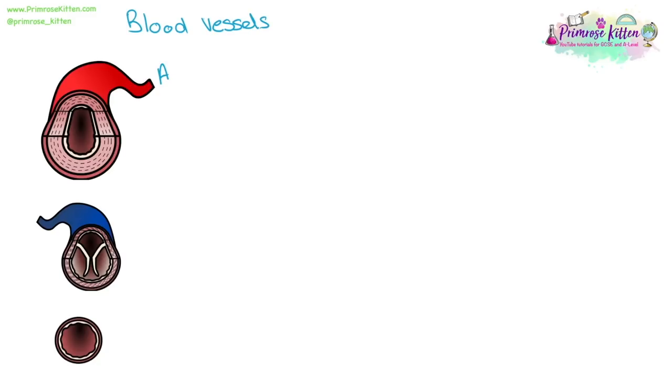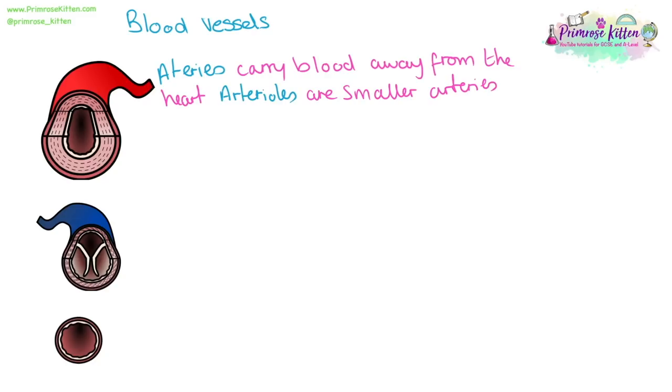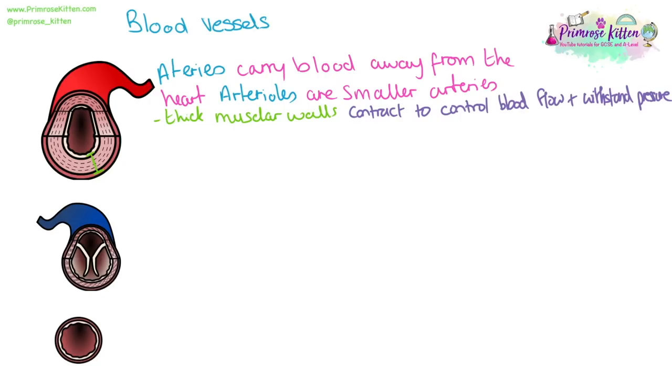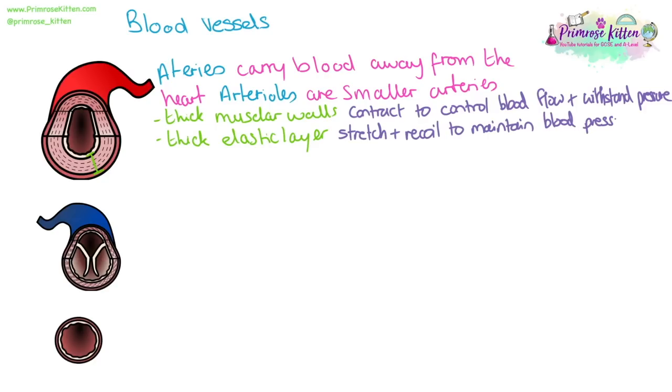There are three main types of blood vessels that you need to know about. Arteries carry blood away from the heart. Arterioles are smaller arteries. These help the blood vessels to contract, which can control the flow of blood and also help to withstand the high pressure. They have thick walls with a thick elastic layer. The elastic layer helps the blood vessels to stretch and recoil, which allows them to maintain blood pressure, which is needed to keep the blood pressure high. And they have no valves.